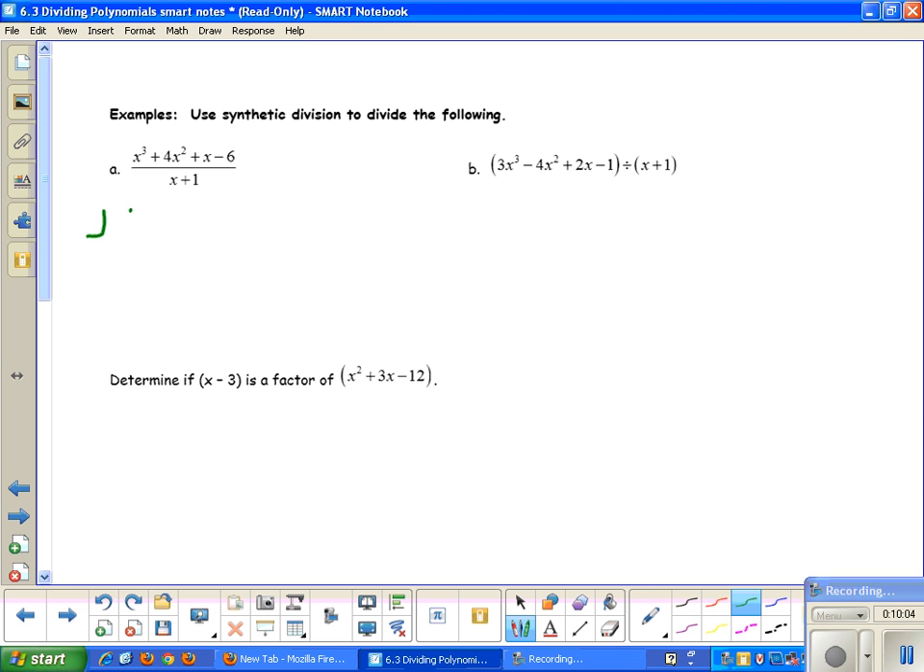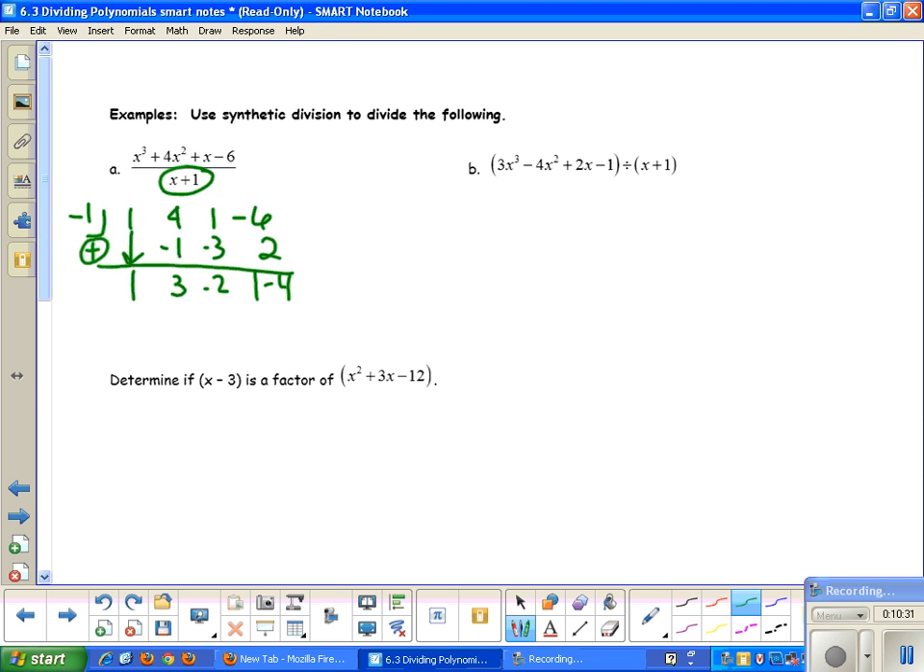So this would be, remember, you use your coefficients, 1, 4, 1, negative 6. Since this is x plus 1, that means negative 1 goes in here. Remember, we're adding, bring down the first term, and then 1 times negative 1 is negative 1. Add those two numbers together, you get 3. 3 times negative 1 is negative 3. Add together, get negative 2. Negative 2 times negative 1 gives me positive 2. Add together, and we get negative 4, which is my remainder.